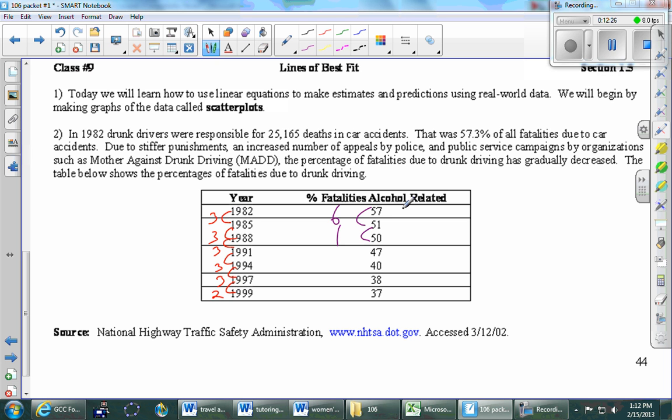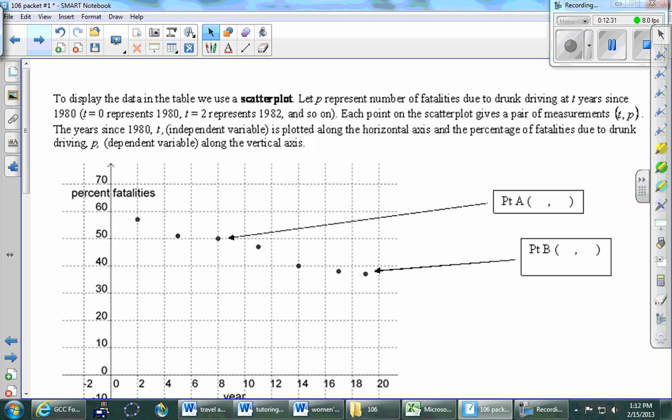So how are we going to get more information, more readable information? Well, we're going to plot the points. And that's what's happened right here. So let's go to Katrina.